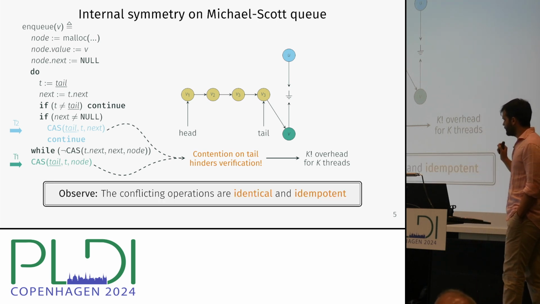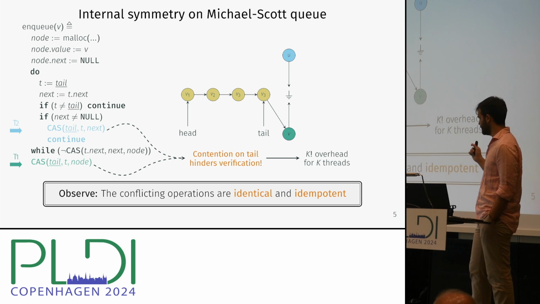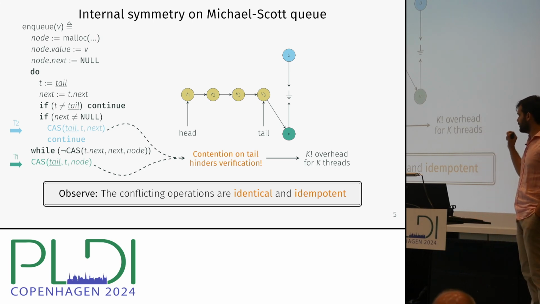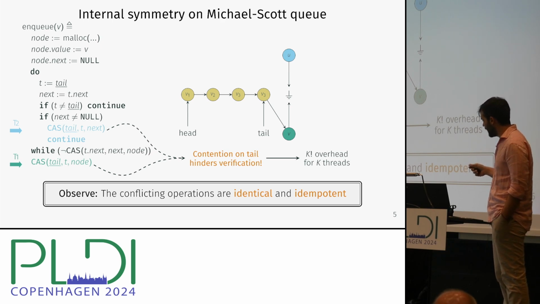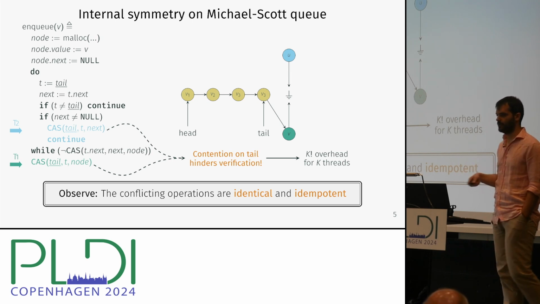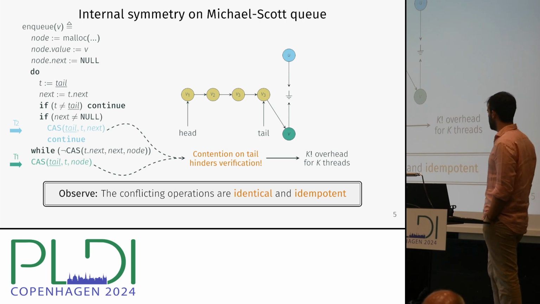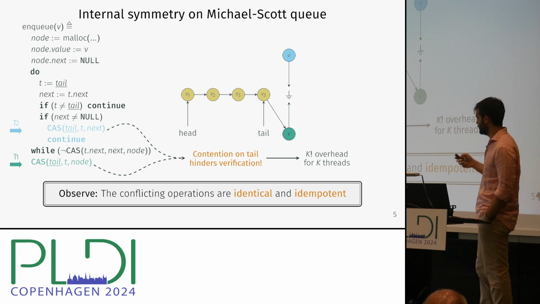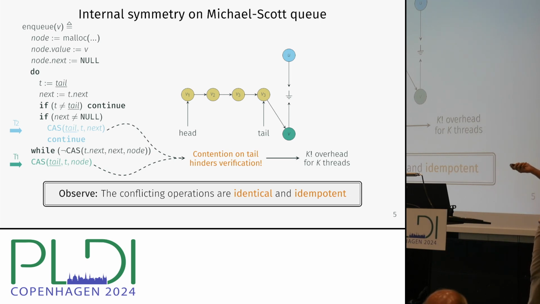Now the key observation that SPORE does, and that's behind internal symmetries, is that these conflicting operations on tail are identical, meaning that they are actually trying to do the exact same operation, but they're also idempotent in the sense that we have no way of knowing which of the two operations succeeds, right? There's no control flow in the CAS. We cannot know which thread succeeded. And so this is what SPORE leverages.